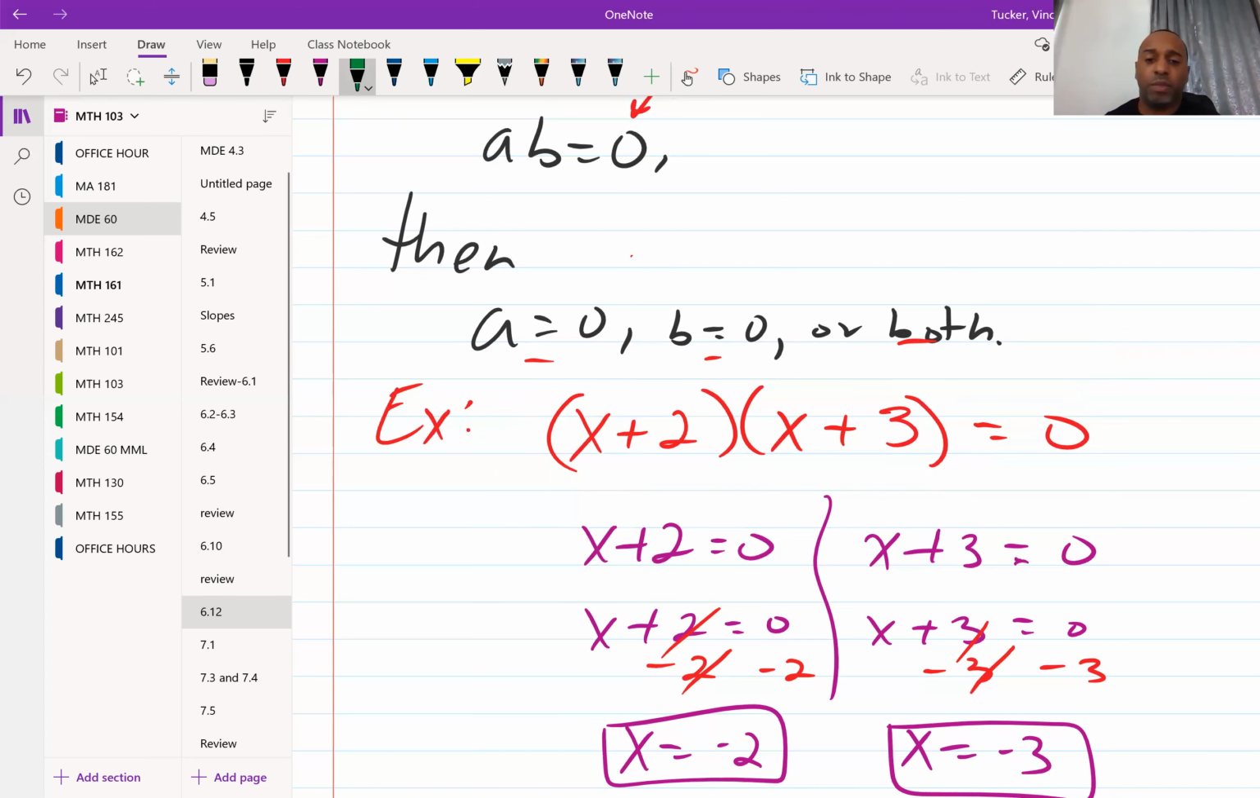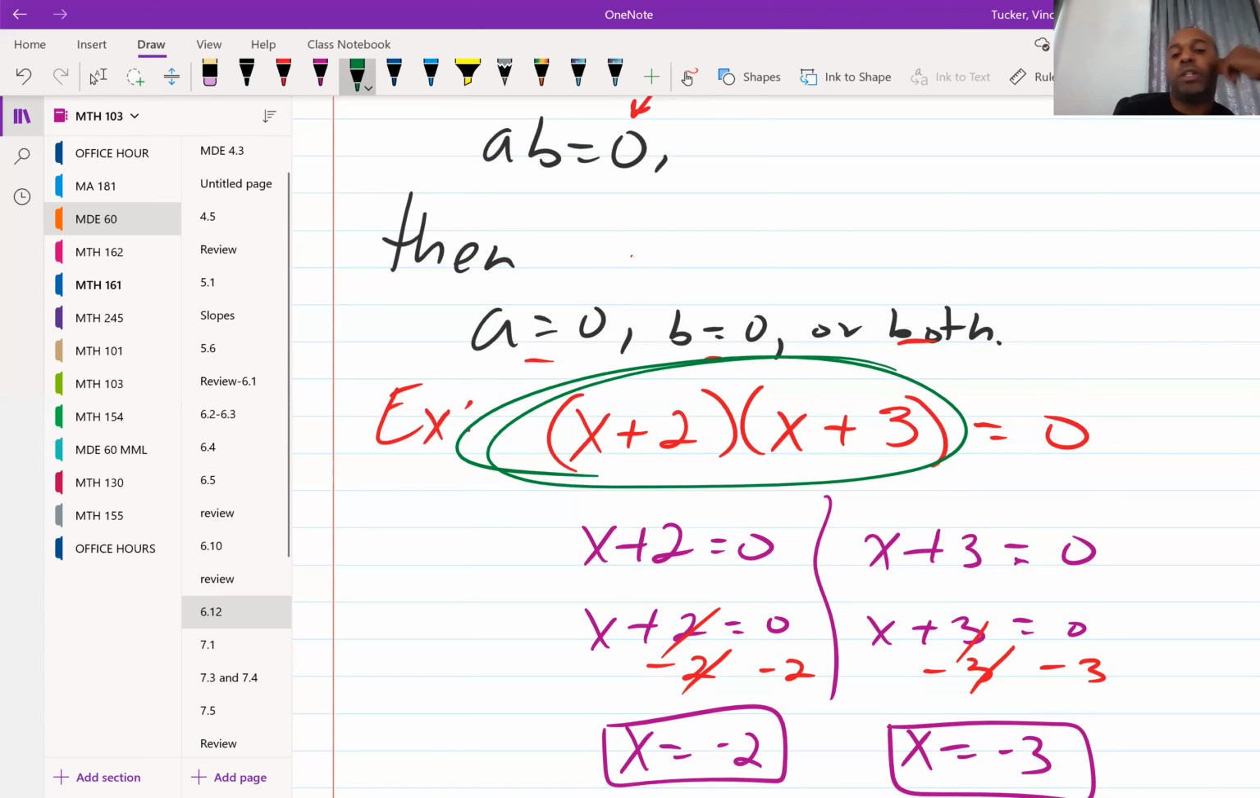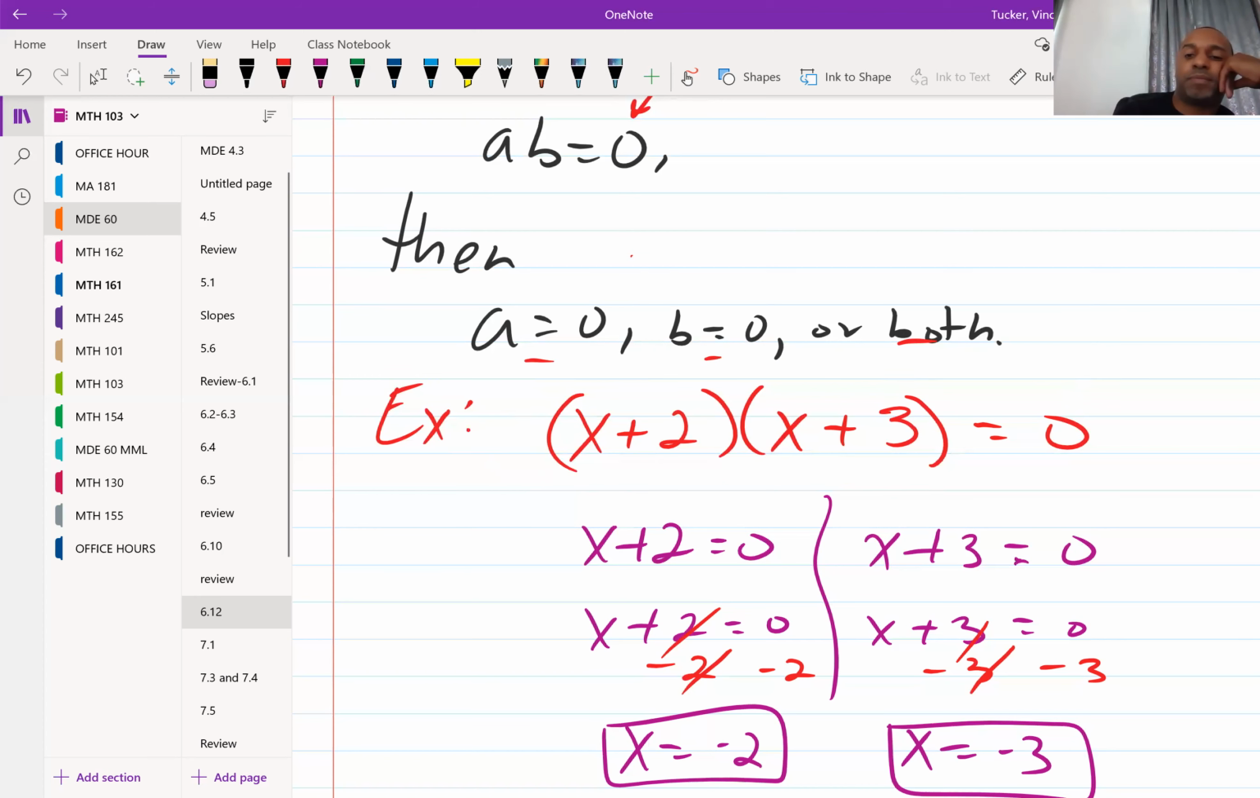So set x plus 2 equal to 0. Subtract 2 from both sides. That'll give you -2 as a solution. Then set x plus 3 equal to 0. Subtract 3 from both sides, and x is equal to -3. So that is your zero factor property rule. And once again, your goal would be to factor as much as you can on one side of the equation. Then you set each piece, each factorization, equal to 0 and solve.